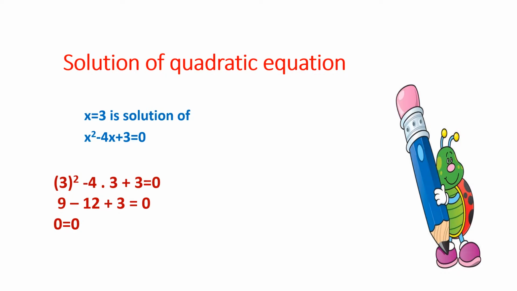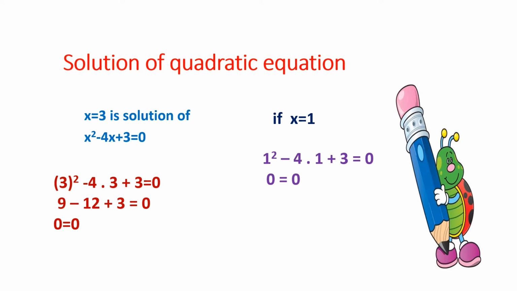Also, if we substitute x is equal to 1, the equation is again satisfied, because 1 square minus 4 into 1 plus 3 is equal to 0, which implies 0 is equal to 0. So, x is equal to 1 is another root of the equation.